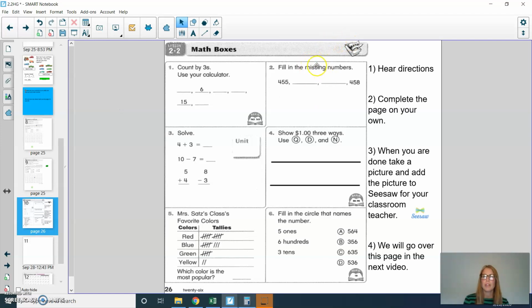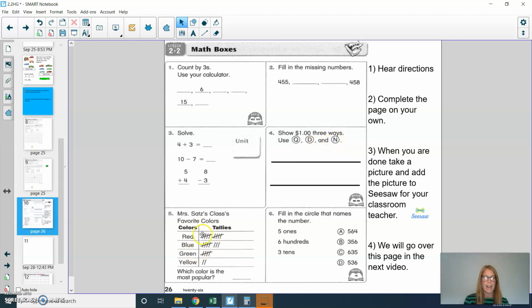For question number 2, you're filling in the missing numbers. Solving for number 3, don't forget about your unit. For question 4, I added in some lines, but I want you to show $1 3 different ways. But don't use a dollar bill. Just use coins, either quarters, dimes, or nickels.